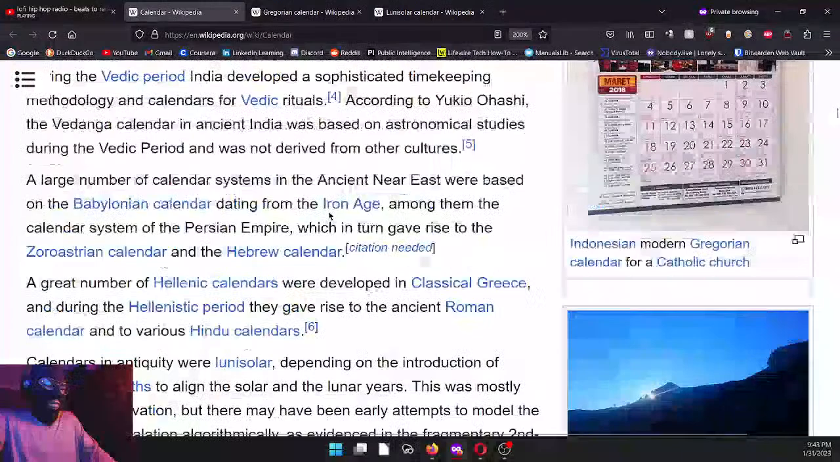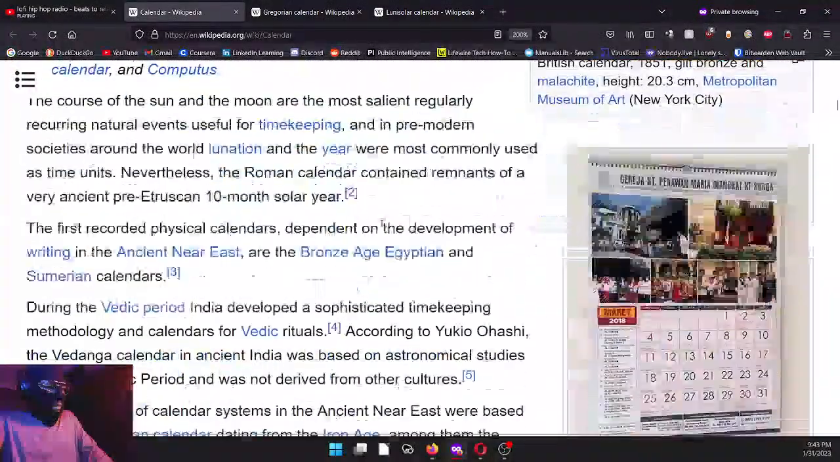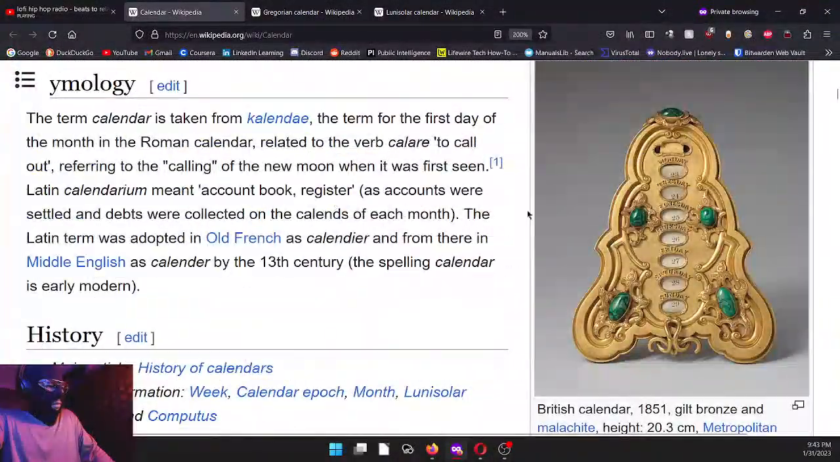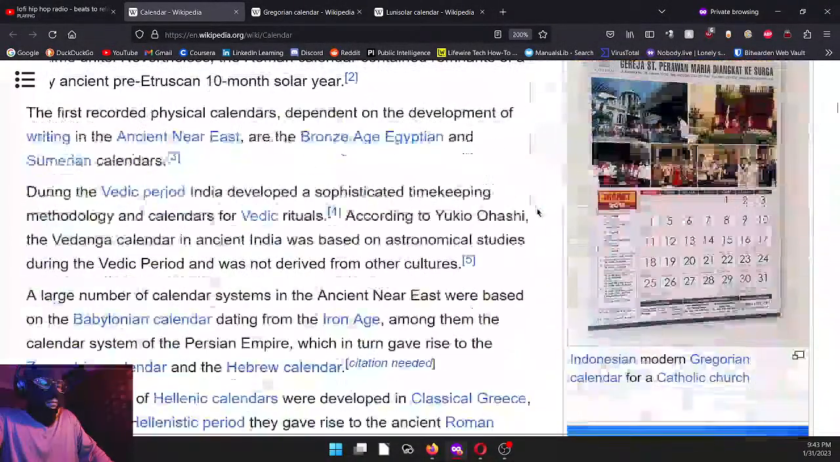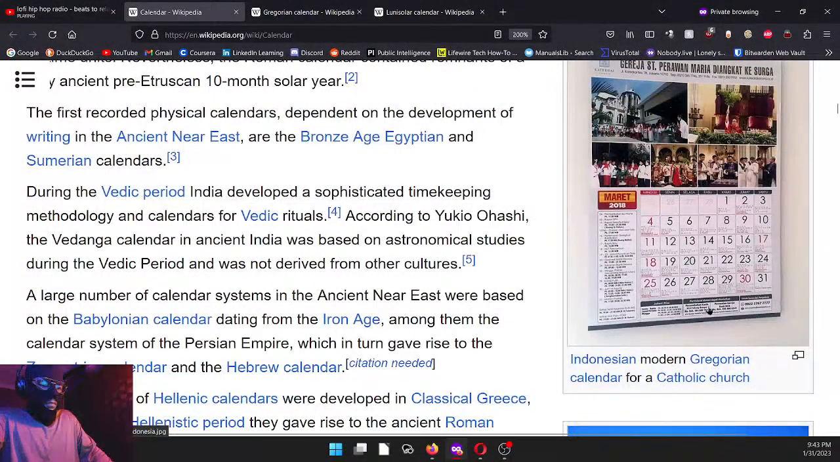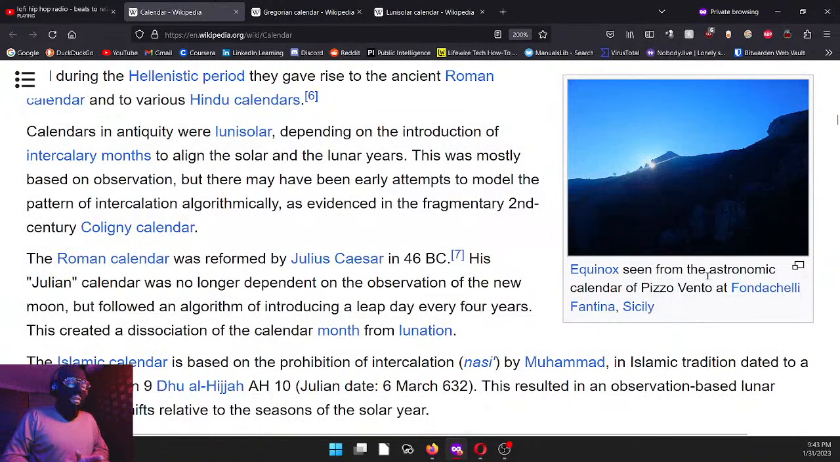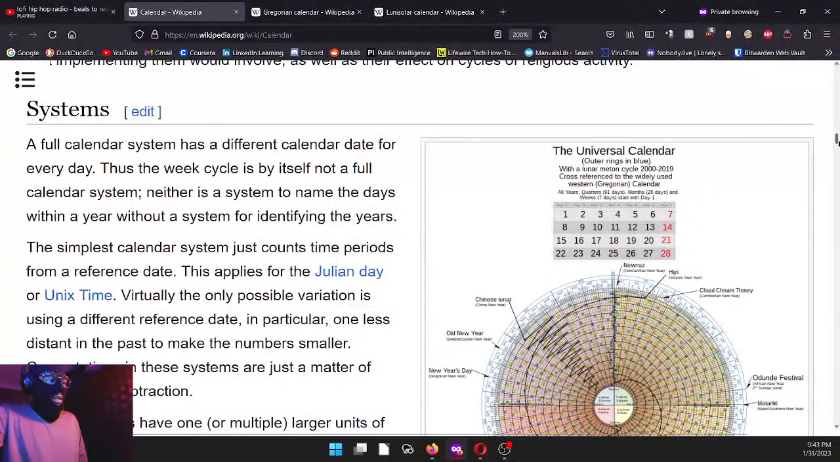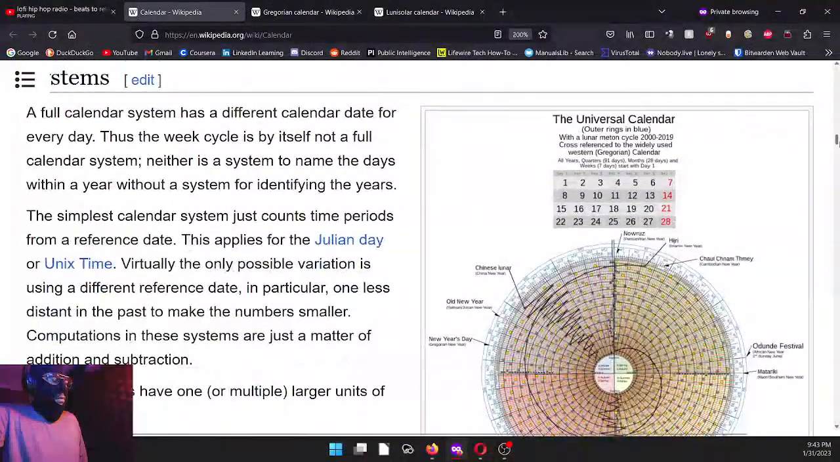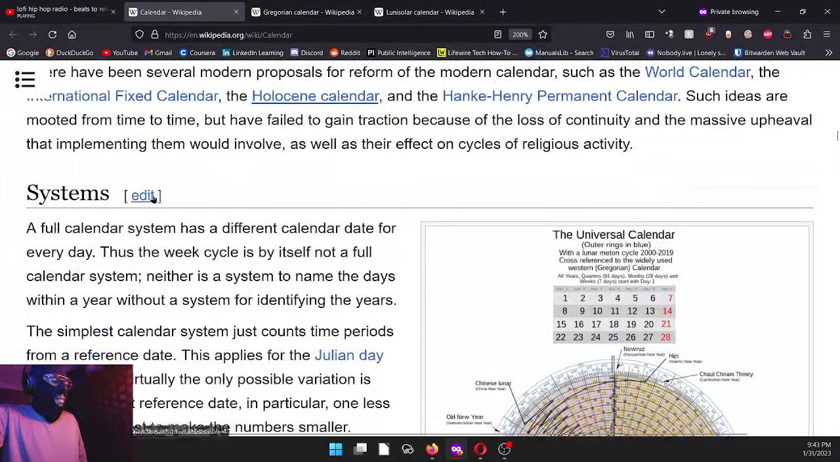Alrighty, any pictures? Alright, these pictures. So, wait, are they part of etymology or history? Indonesian modern Gregorian calendar for the Catholic Church, pretty much right here in Indonesia, and the equinox seen from the astronomical calendar of the Bizzos Vento at Fontanelle, Sicily. Oh, so pretty much right here. Now, the systems. Okay.